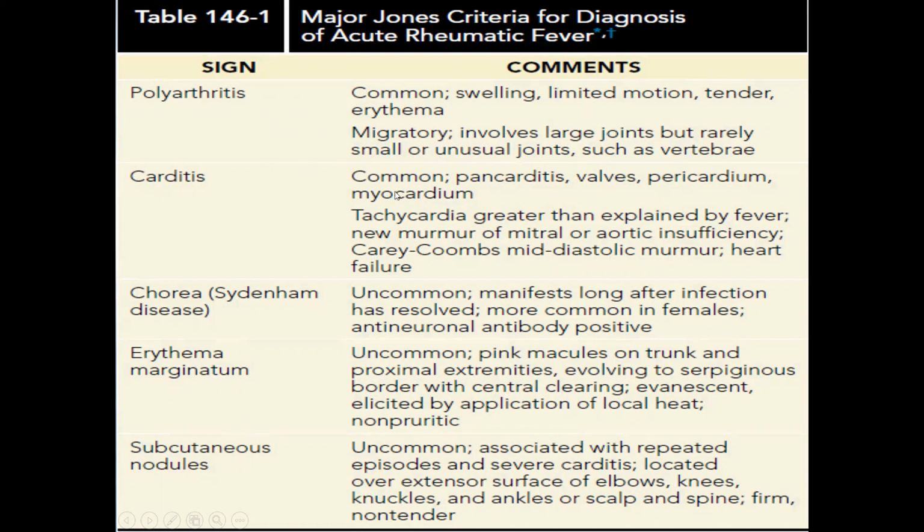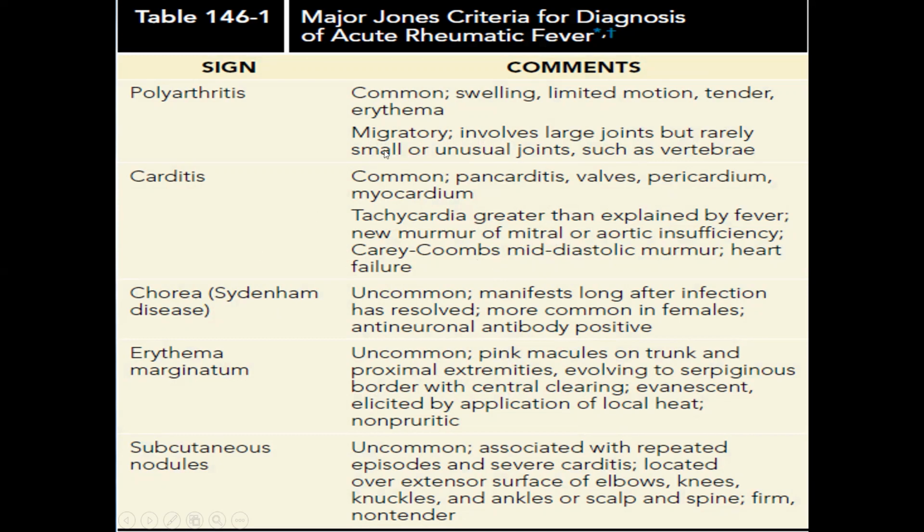Carditis, this is also a common major criterion. The valve may be affected, the pericardium, the myocardium. They may present with tachycardia that is greater than explained by fever. There may be a new murmur of mitral or aortic insufficiency. Carey Coombs diastolic murmur and heart failure are some presentations of carditis.